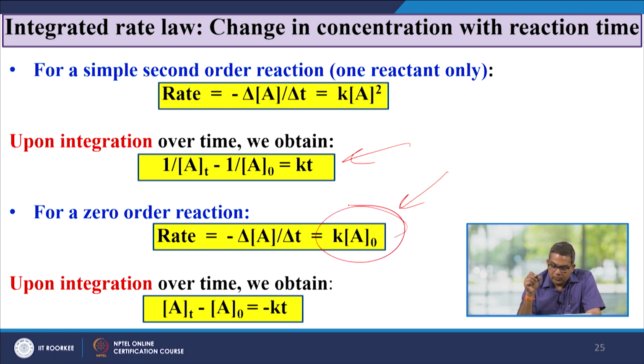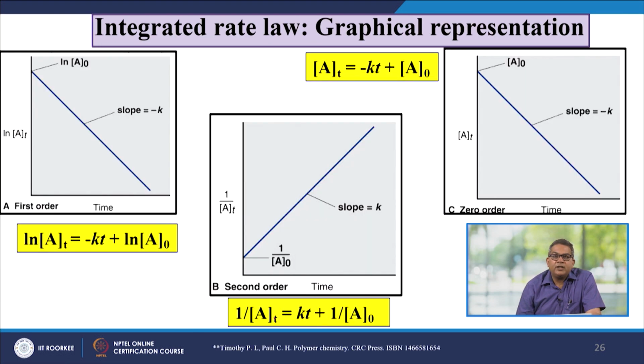For the zero order reaction, the rate is equal to minus delta A over delta t, and that comes out to be K A naught. If we integrate over time from t equal to 0 to time t equal to t, it comes out to be At minus A naught is equal to minus Kt.